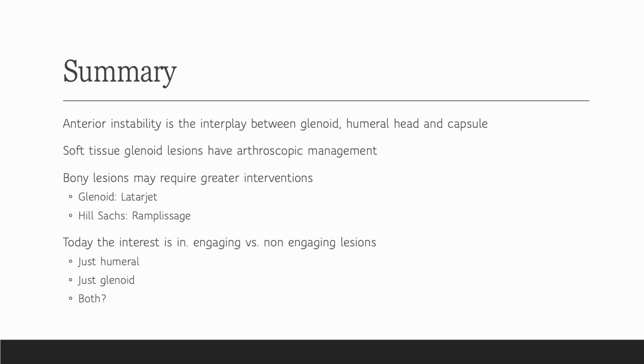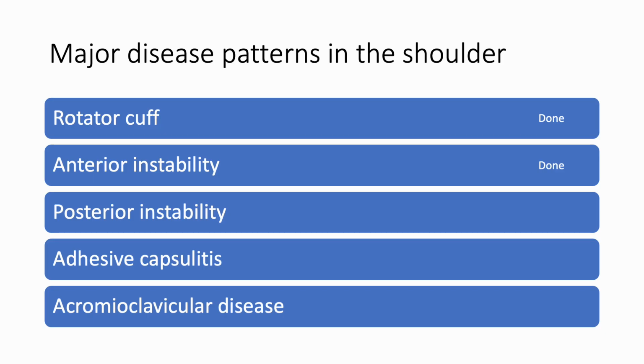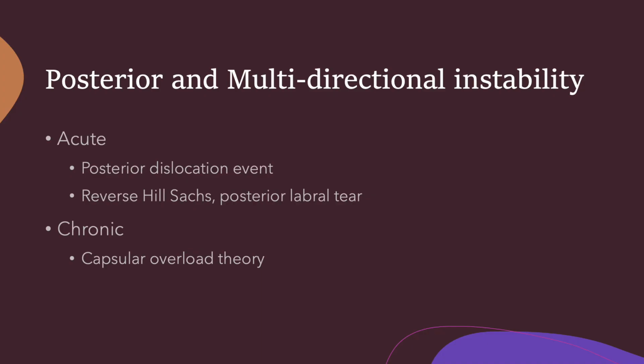And today, the concept of anterior instability revolves around understanding whether something is engaging or non-engaging, with non-engaging lesions getting arthroscopic reconstructions and engaging lesions requiring larger surgeries like remplissage or Latarjet procedures. Okay. So hopefully we've understood something about anterior instability.